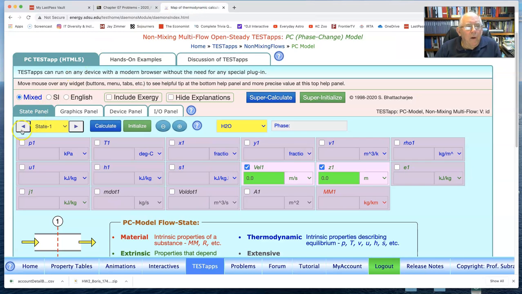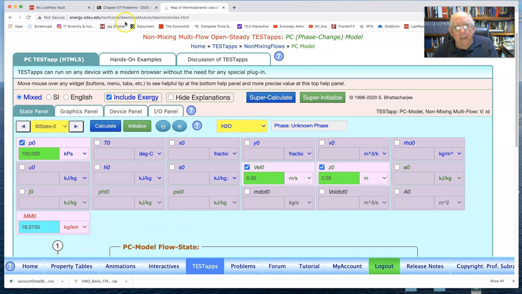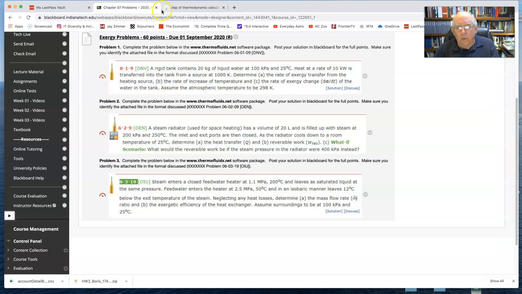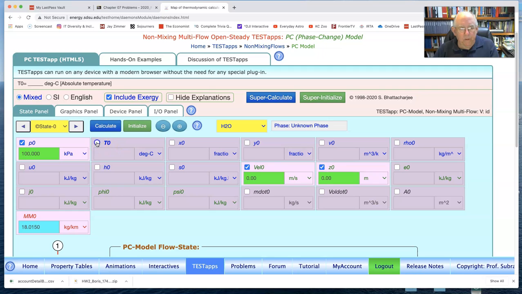And so we go and we pick our dead state, 100, and it was 125 Celsius.